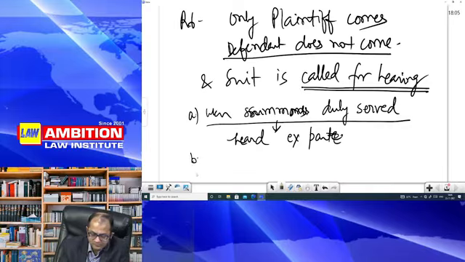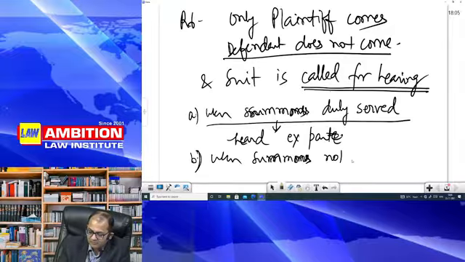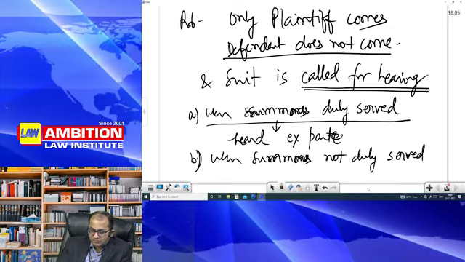B. When summons not duly served. Summons duly served, heard ex parte. Summons given to defendant and defendant does not come. Whose fault? Defendant's fault. So I will hear ex parte, that is, without the defendant, I will hear the case.